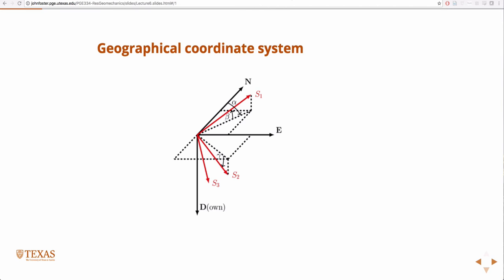Because we're going to do each rotation in isolation, right? So imagine the other angles are zero. In that case, if you start with all the angles zero, S1 lines up with north, S2 lines up with east, and S3 lines up with down, right?